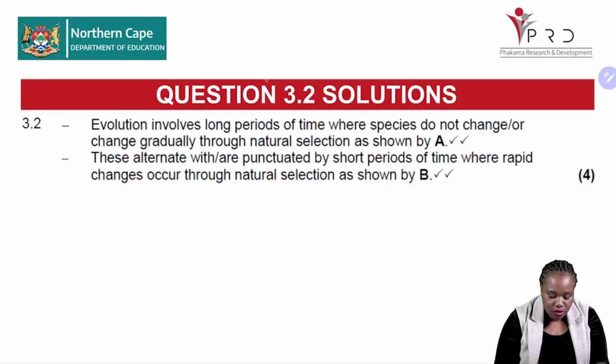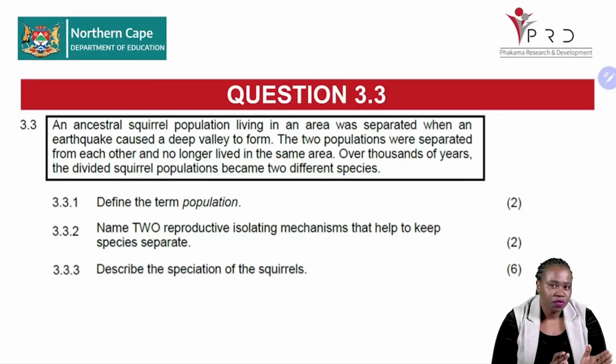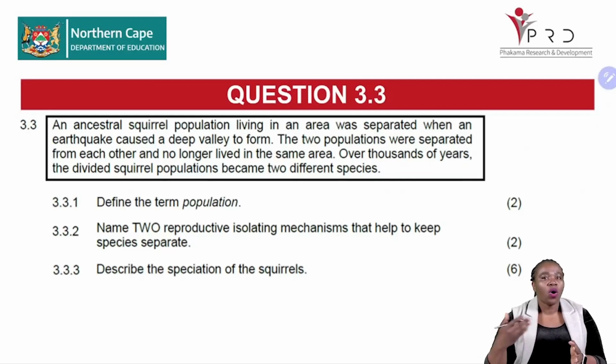So this involves evolution, long periods of time where species do not change or change gradually through natural selection as shown by A, which will alternate with, or be punctuated by, a short period of time where there is a rapid change that occurs through natural selection at part B. All right. So remember, when we look at punctuated equilibrium, we are looking at long periods of time with no change, and short periods of time with rapid changes, as opposed to gradualism, whereby changes are taking place slowly or gradually.